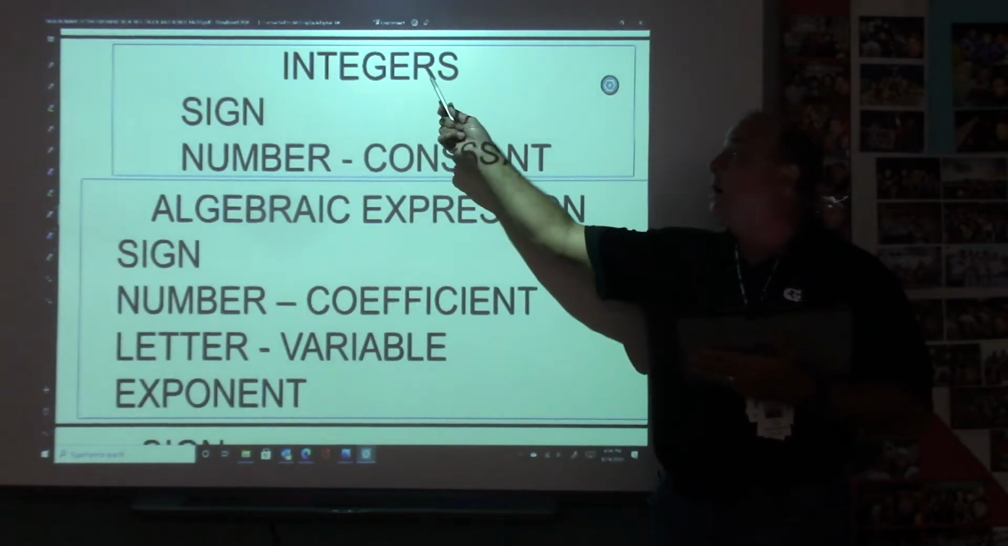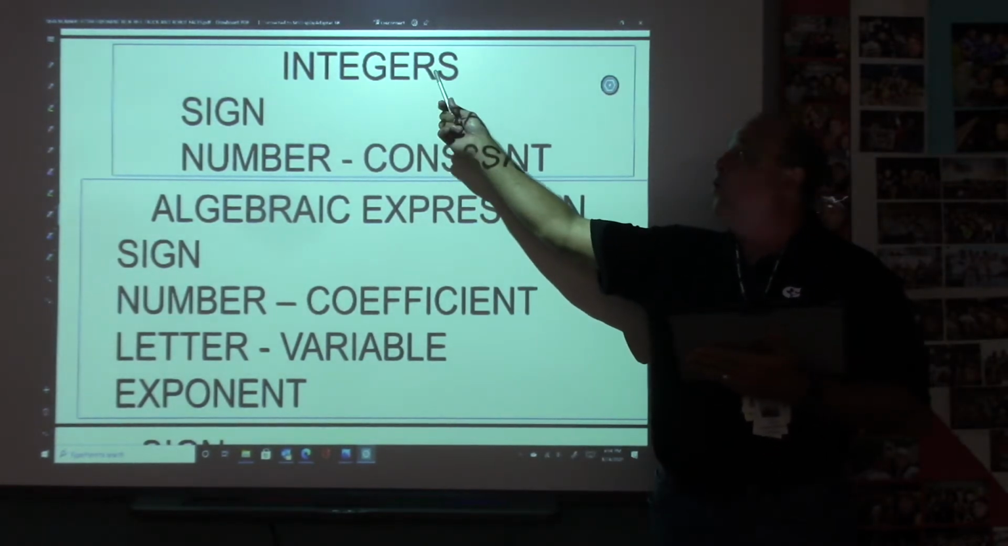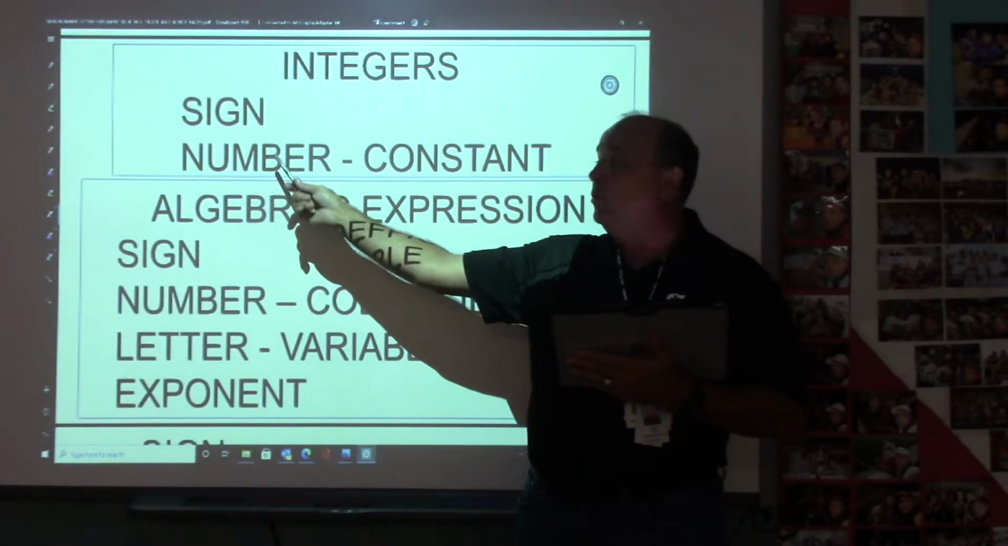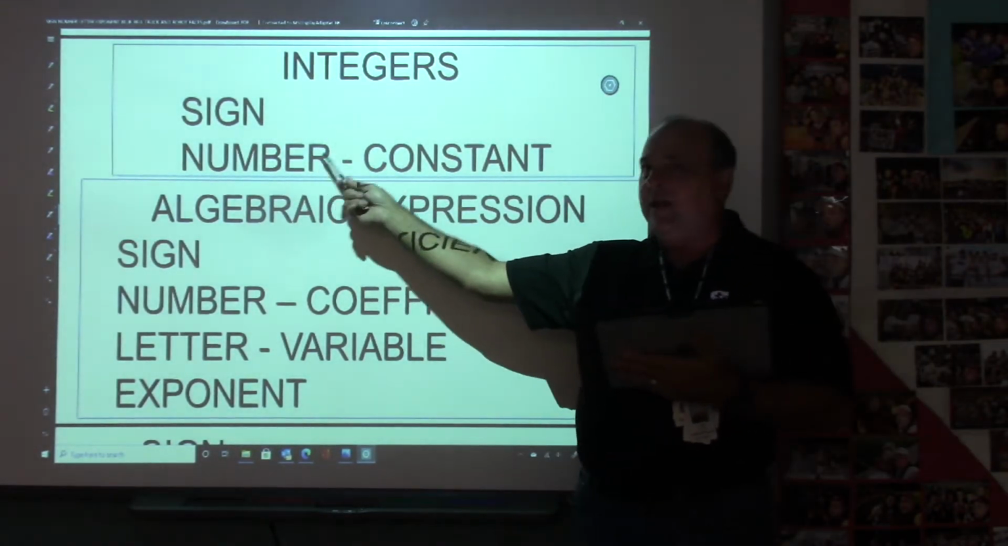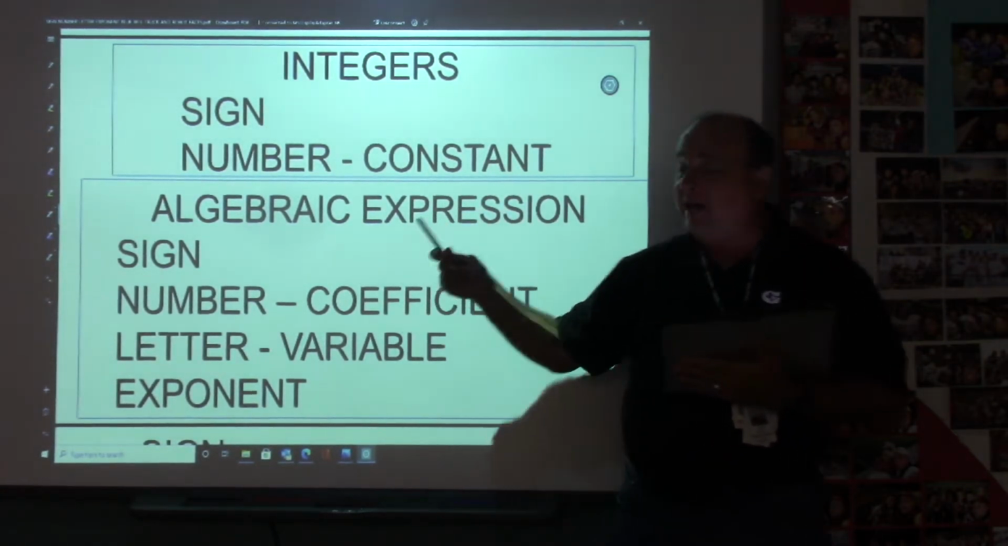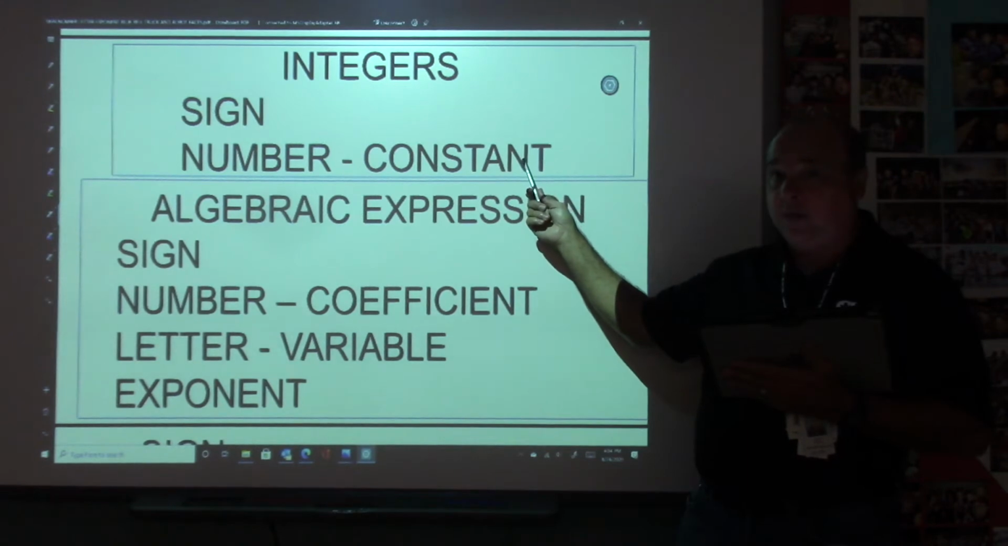Let's first off talk about when you were in 6th grade. When you were in 6th grade and started doing integers, you would get the sign first, then you would get the number. A number without any variables is called a constant. I'm just going to use sign, number, letter, exponent, but I want y'all to know the math terminology.